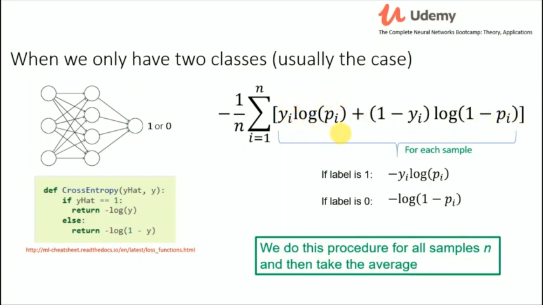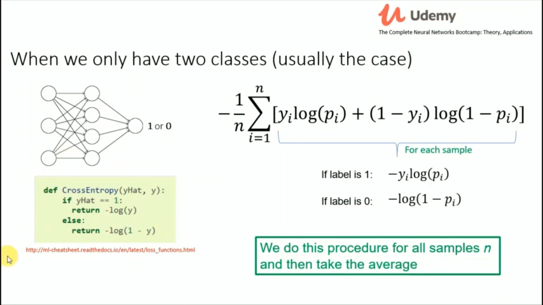And when the label is 0, then this is 0 right here, so this term will cancel out and you'll end up with this term right here. So if yi is 0, then 1 minus 0 is just 1, and you'll just end up with the logarithm of 1 minus your probability. So for each sample, it's either this term or this term. If the label is 1, then it's negative log of your probability, and if the label is 0, then it's negative log of 1 minus your probability.